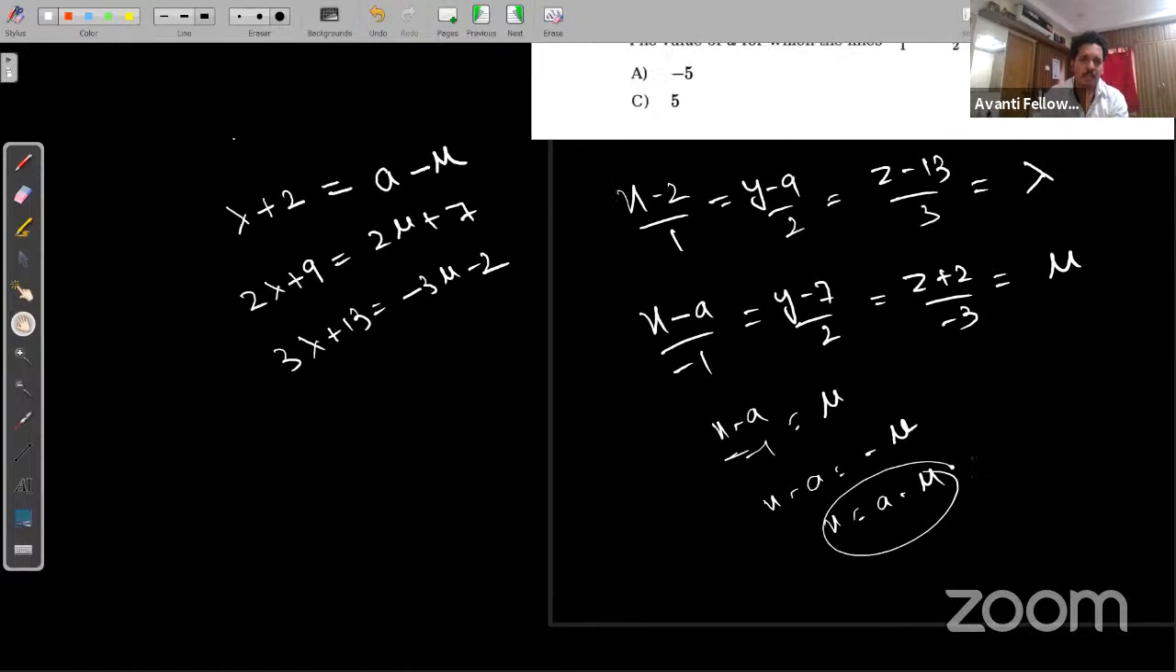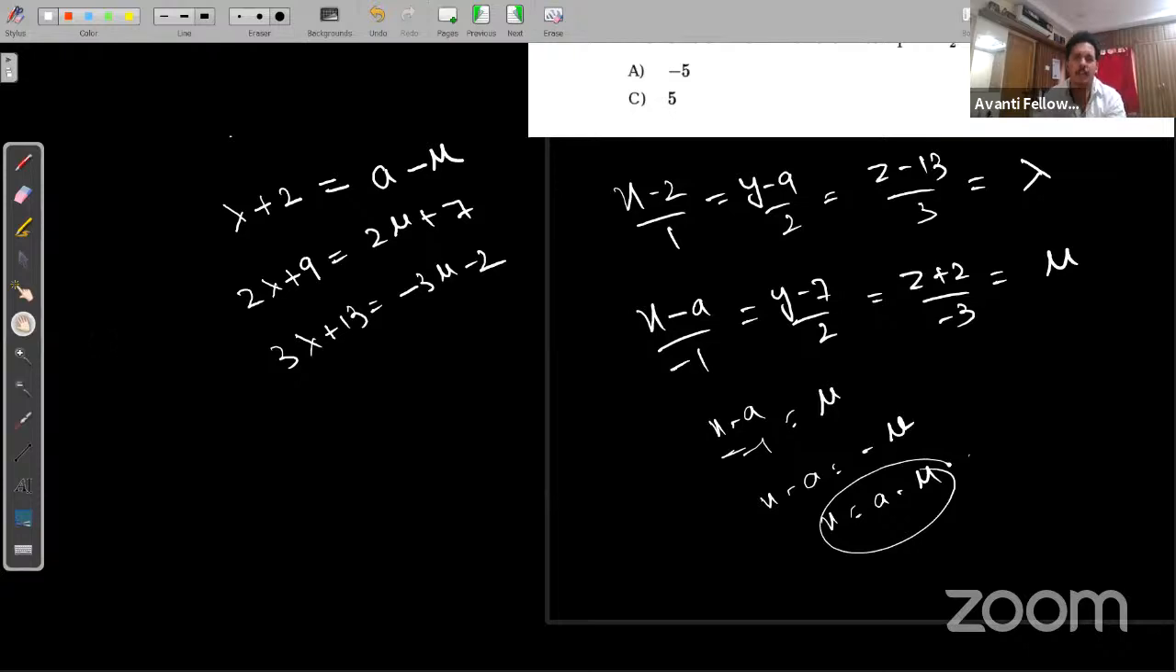So just look here. Here how many unknowns do we have? Lambda, mu and a. So three unknowns are there, and three equations are also there. So you can easily solve it, guys.